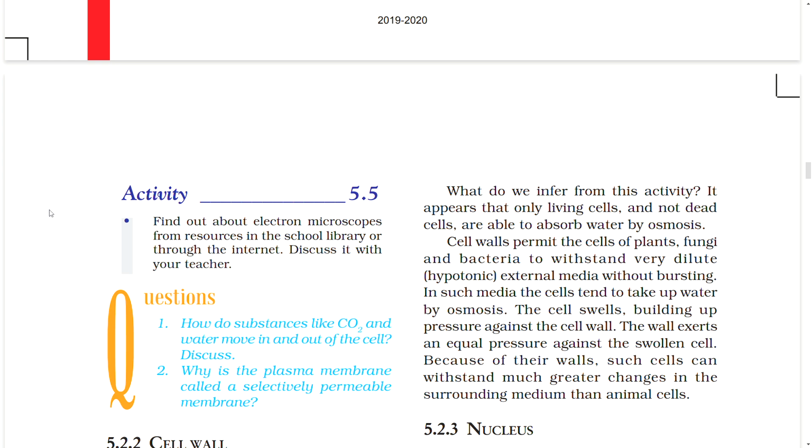Cell walls permit the cells of plants, fungi and bacteria to withstand very dilute hypotonic external media without bursting. In such media, the cells tend to take up water. By osmosis, the cell swells, building up pressure against the cell wall. The wall exerts an equal pressure against the swollen cell. Because of their walls, such cells can withstand much greater changes in the surrounding medium than animal cells.